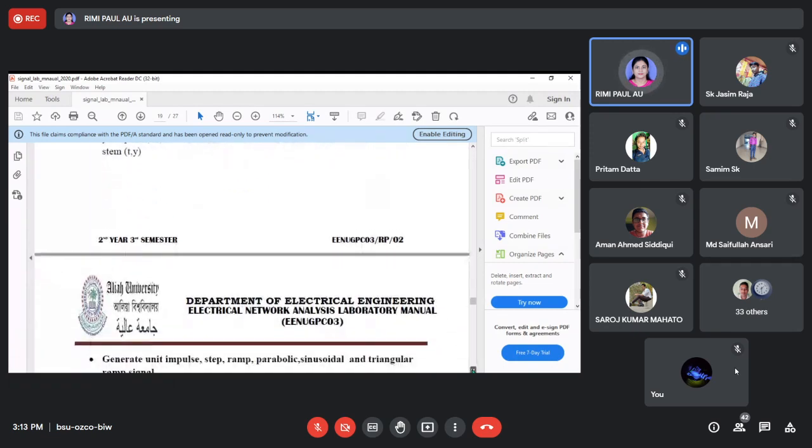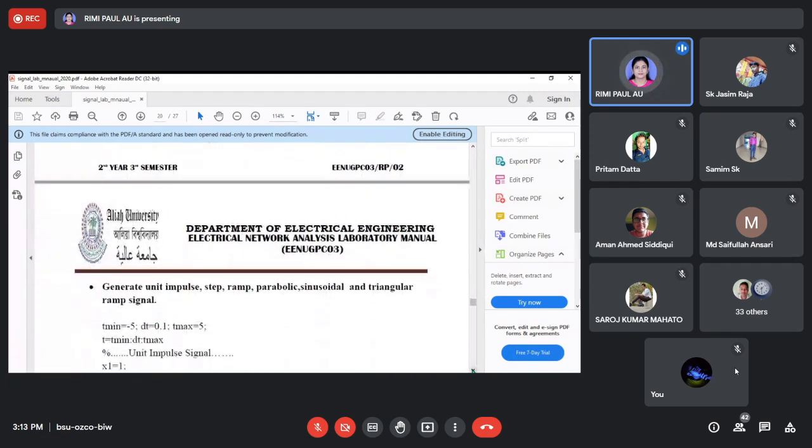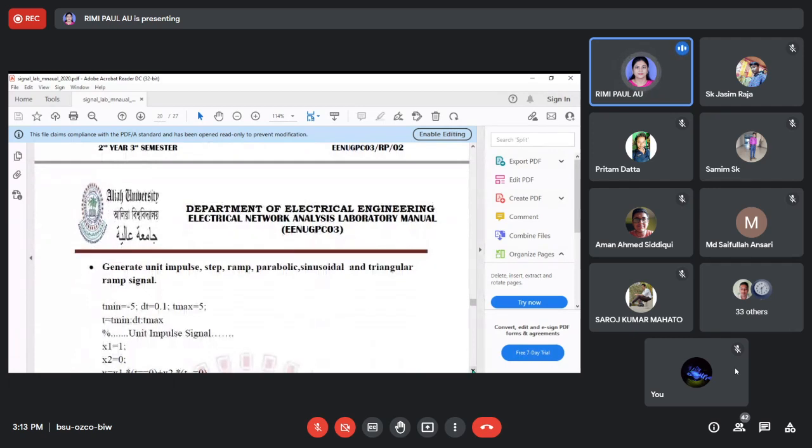The next problem is generate unit impulse, step, ramp, parabolic, sinusoidal, triangular, ramp signal. Okay, so these 5 signals you have to generate, and these are the analog signals. So you can see here step function is given, unit step function. All are unit impulse, unit step, unit ramp, unit parabolic.